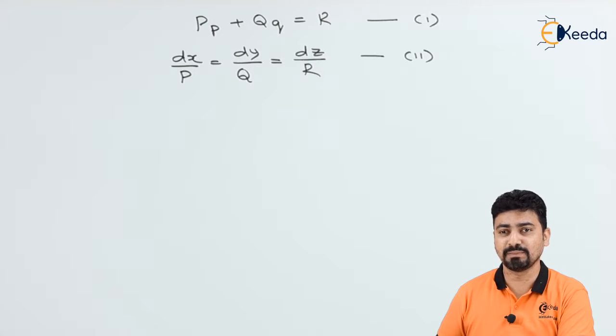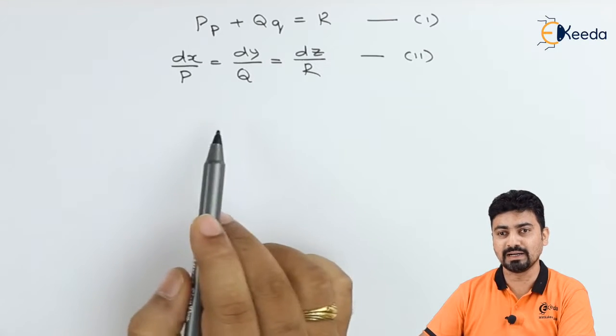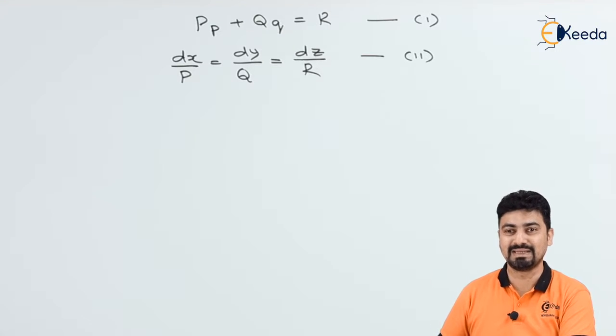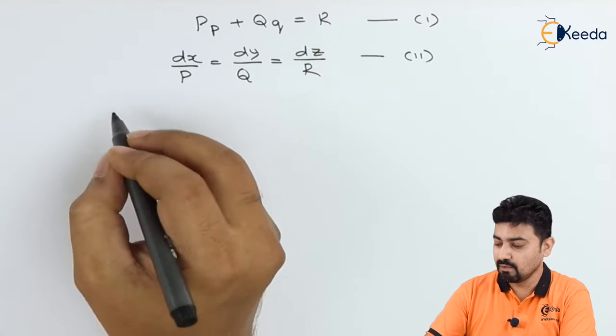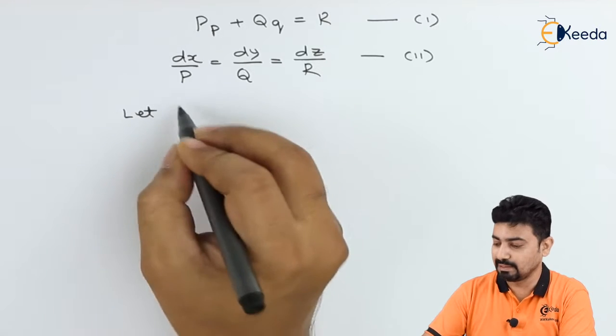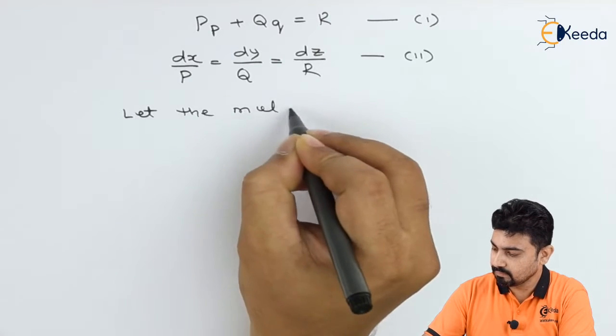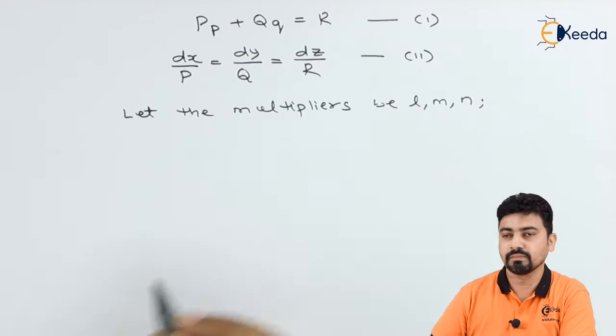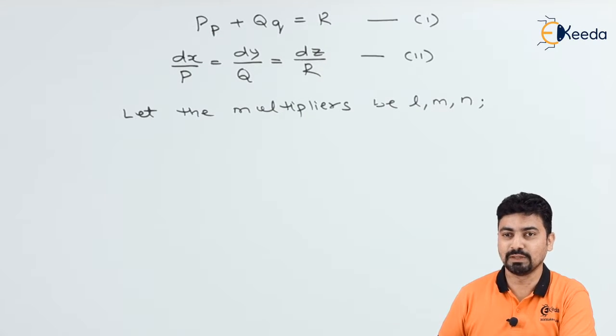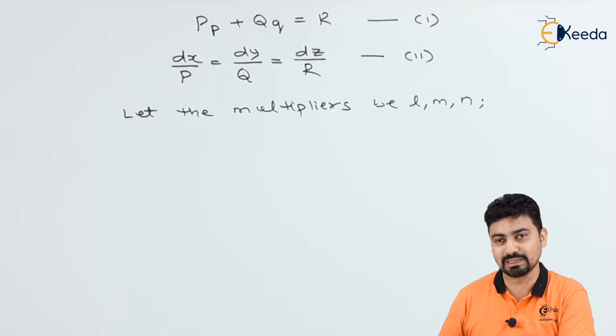Now, for method of multipliers, this particular method is used and it comes into play only when grouping doesn't work. That is, even if we group two parts, we are not able to integrate them easily. In such a condition, we'll use the method of multipliers. Let us say we take the multipliers as, so let L, M, N be the three multipliers. Then we will get a fourth part for the auxiliary equation as follows.